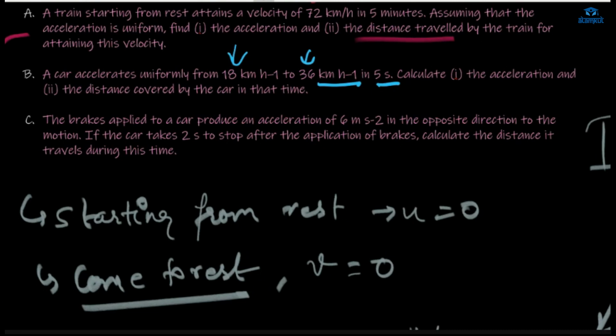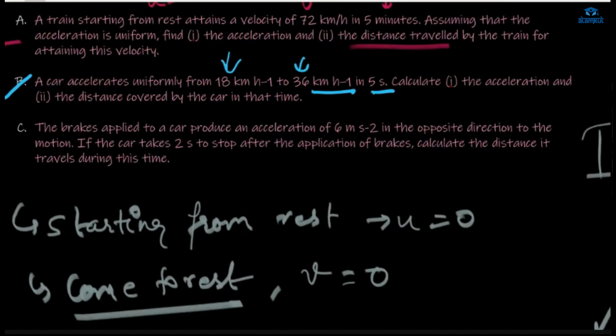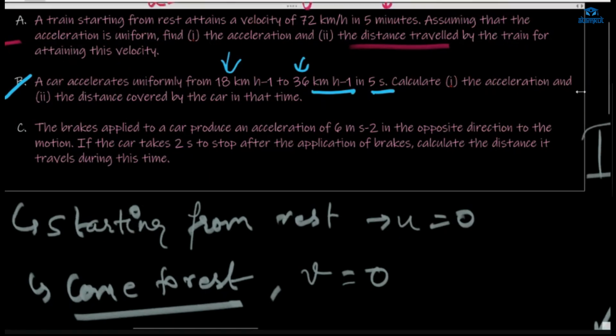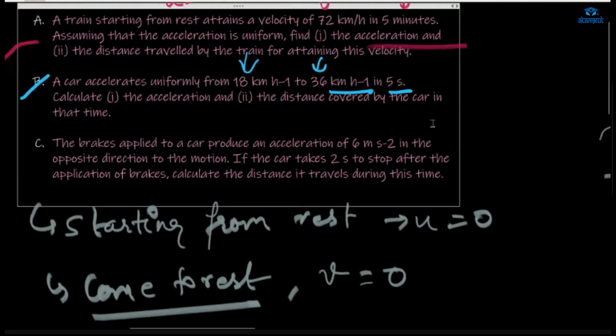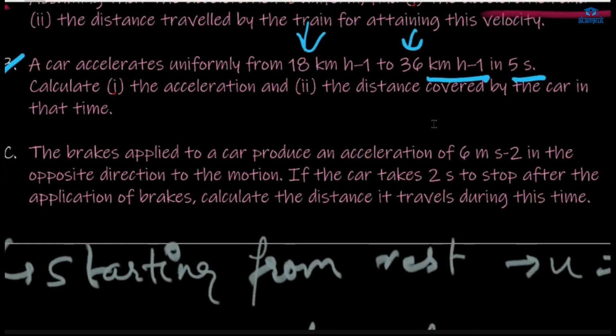Do it fast, everyone. Ma'am, which question? B. Okay. It is 5 meter per second. Is it visible now, clearly? And the answer is 1 meter per second square.